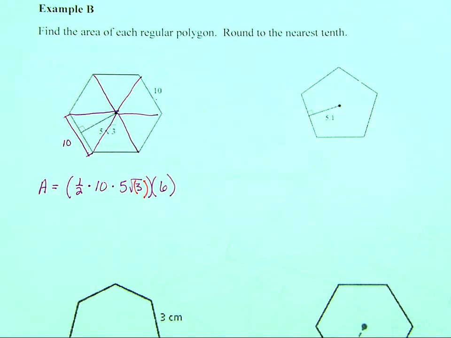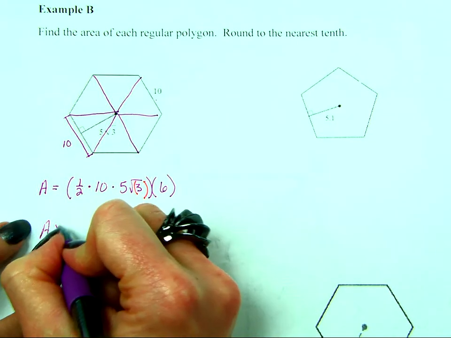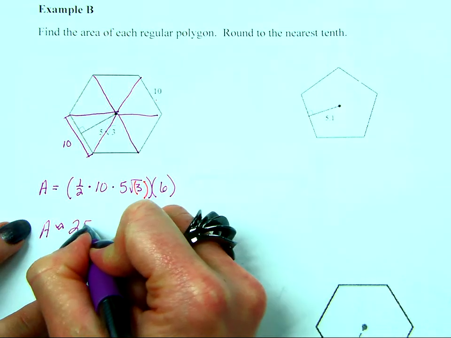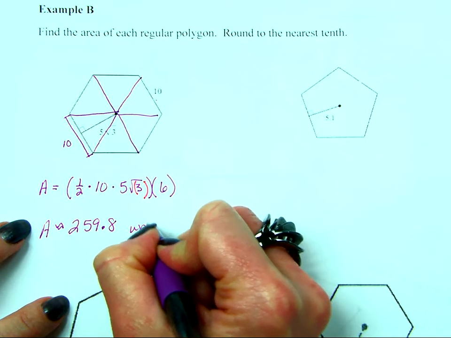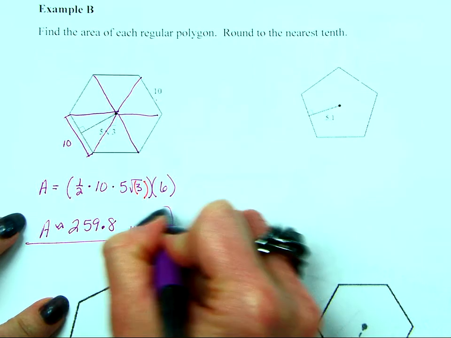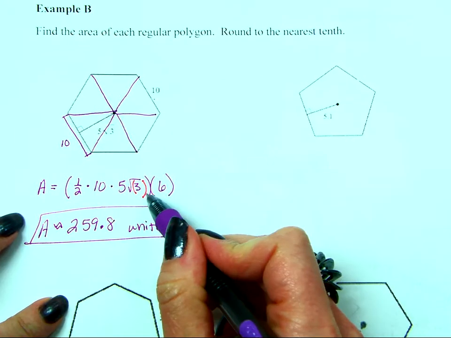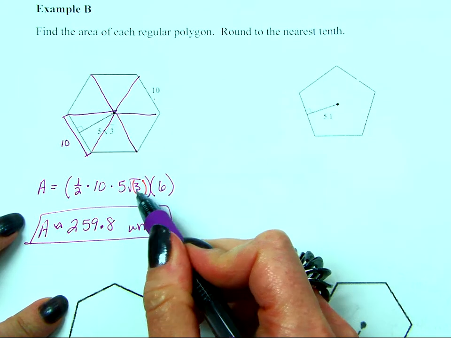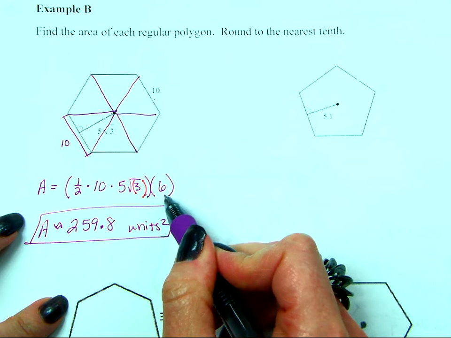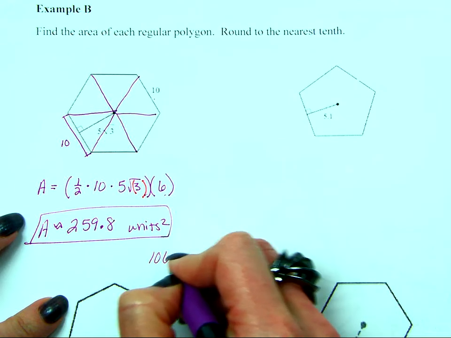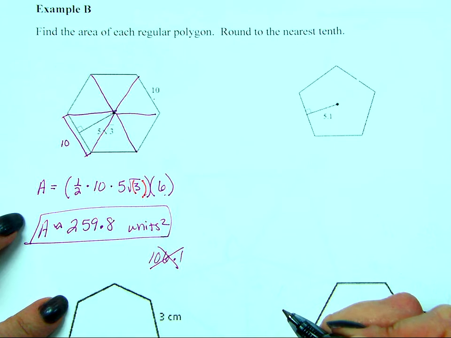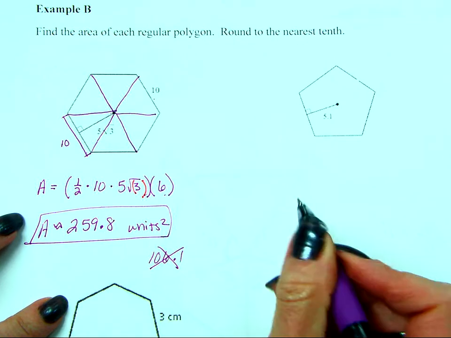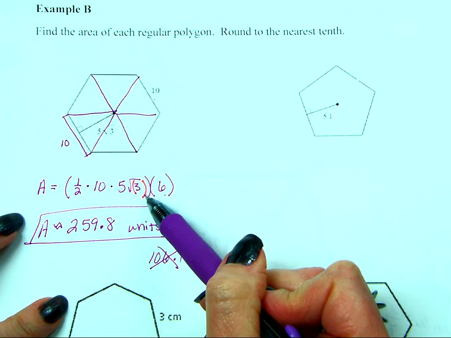So when you enter this in, you should find that your area is about 259.8 units squared. If you forget to close that parenthesis, it's actually going to take the square root of 18, and that would end up with an answer of about 106.1. That is not correct. So you know that if that's what you get, you forgot to close your parenthesis here.